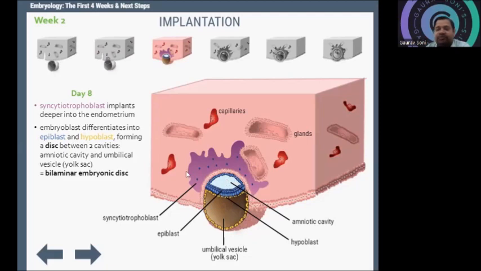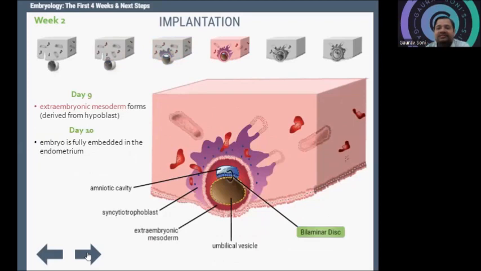Now the two-layered part will form a disc-like thing between two cavities. Now what are the two cavities? The amniotic cavity inside the inner cell mass and the yolk sac, which has been converted from the blastocyst cavity. And this particular disc-like arrangement is called the bilaminar embryonic disc. The upper cells are epiblast, the lower cells will be hypoblast. It will be called the bilaminar disc.